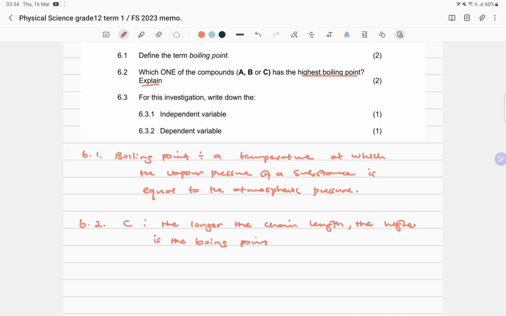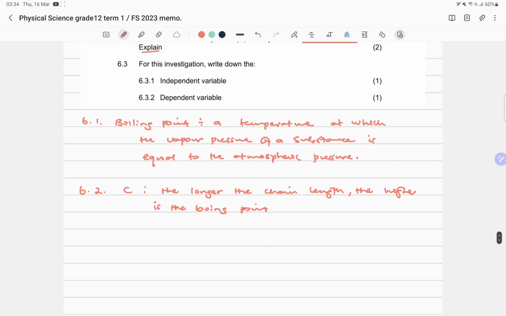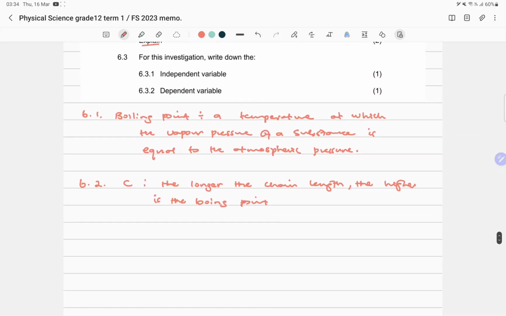Okay, I don't know if we have to go too far and say because of the increasing strength of intermolecular forces, the higher is the boiling point due to the increasing strength.